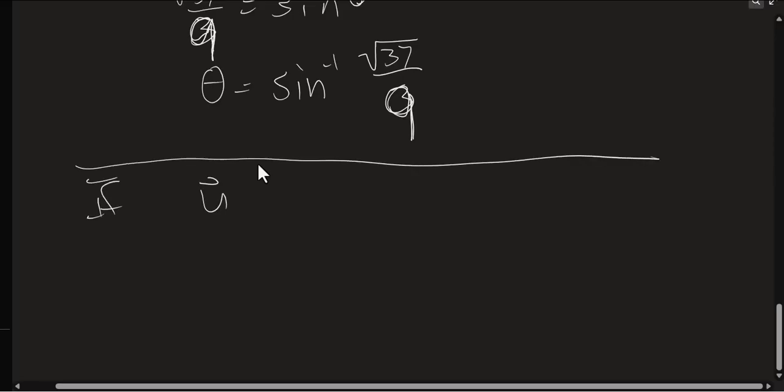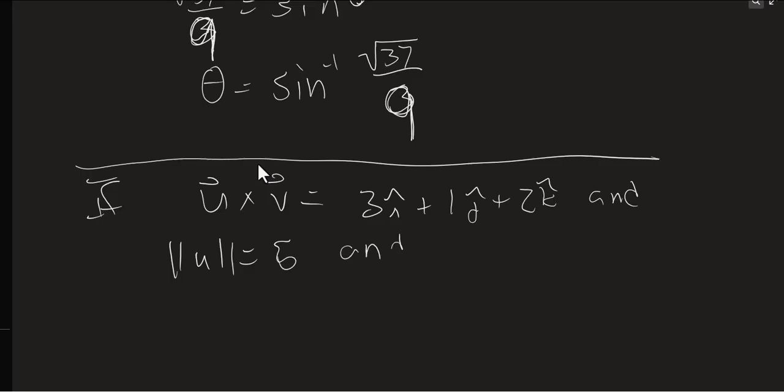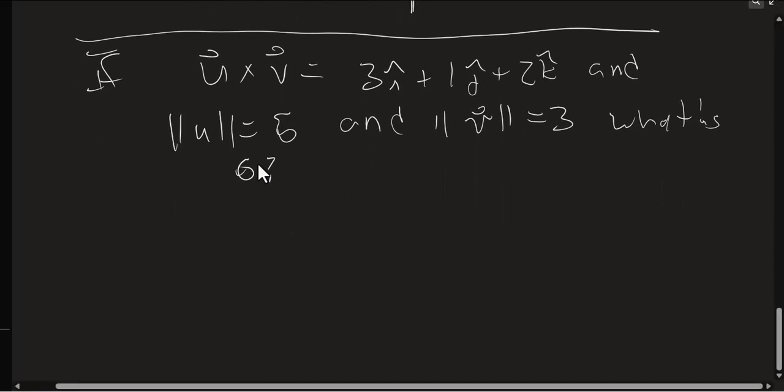If u cross v is 3i plus 1j plus 2k, and the magnitude of u is 5, and the magnitude of v is 3, what is theta? Okay, so now pause it, and now you work it.